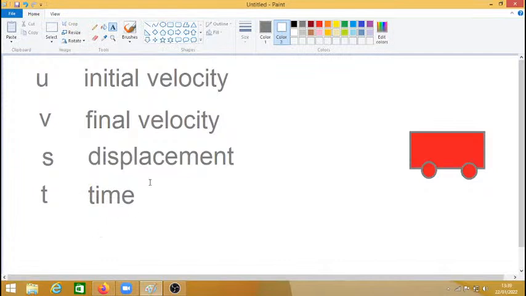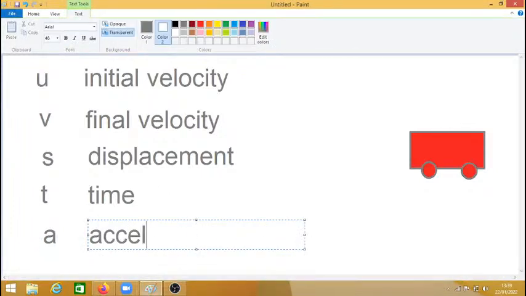Sometimes a vehicle will go faster and faster and faster. That's known as acceleration, so we're also interested in knowing about the acceleration.